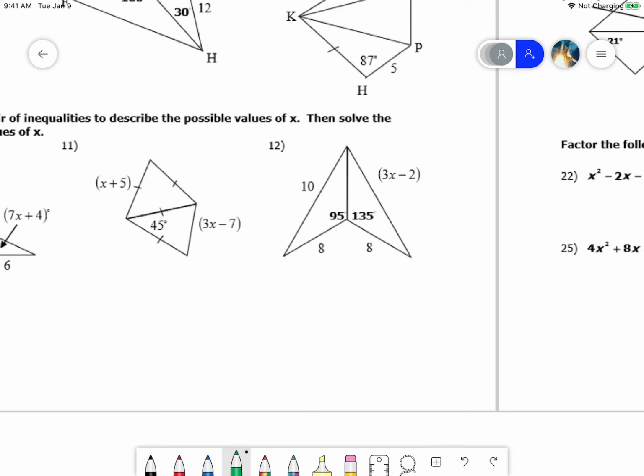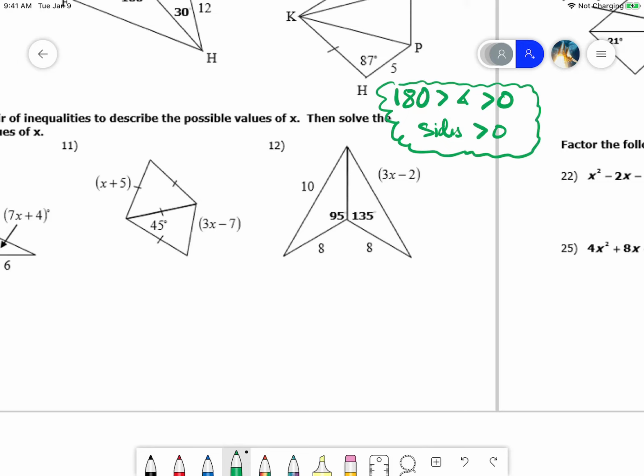Angle measures in a triangle have to be less than 180 degrees but greater than 0. They can't be negative. Side lengths must be greater than 0. They can be infinitely large; there's no real cap on sides. But as long as I can remember and apply these ideas at the same time that I apply my hinge theorem, we can solve for possible values of x, possible side lengths, or possible angle measures.